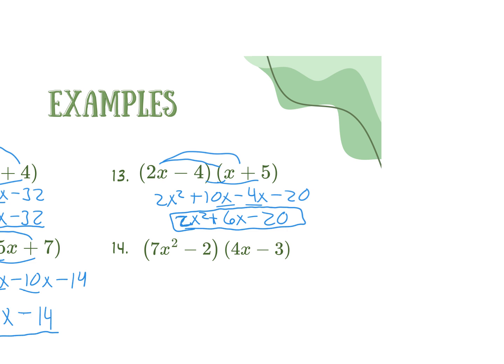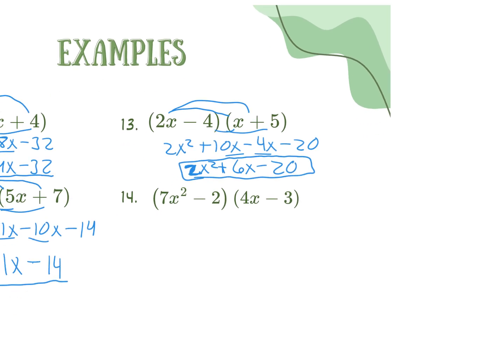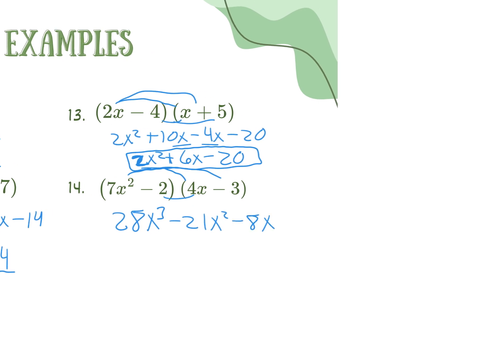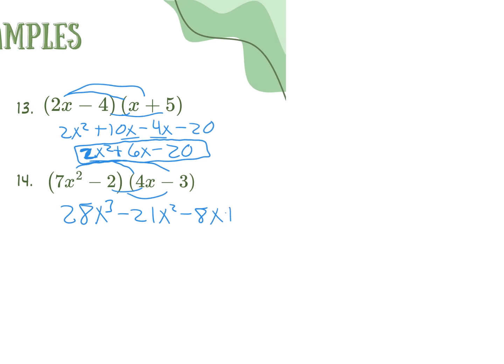All right, the 2 kind of looks a little strange, but it's fine. That's a 2. And then lastly, I have 7x squared minus 2 as the first binomial, and the second one is 4x minus 3. All we're going to do is same exact thing. We're going to FOIL. First times the first, 7x squared times 4x is going to get you 28x to the third. And then outer times the outer is going to get you negative 21x squared. Inner times the inner, negative 2 times 4x is going to get you a negative 8x. And then negative 2 times negative 3 is going to get you a positive 6.